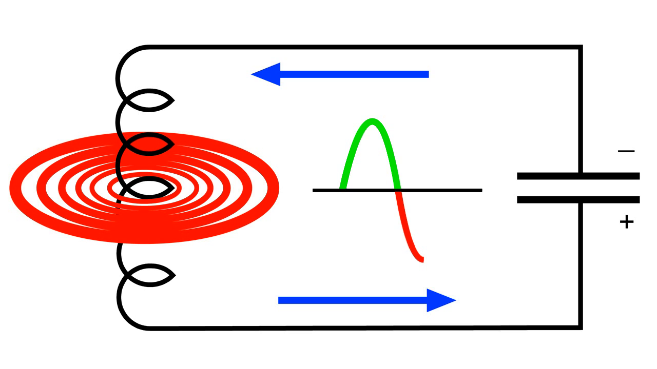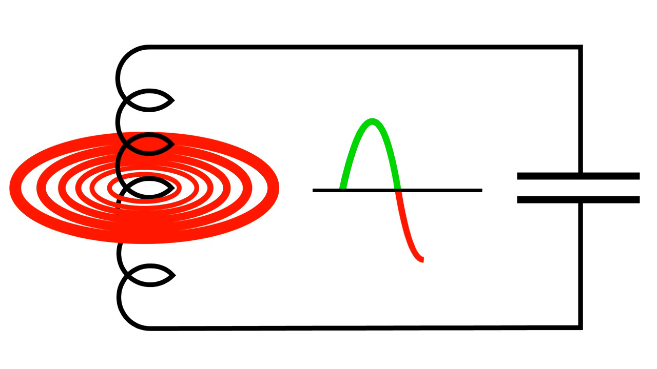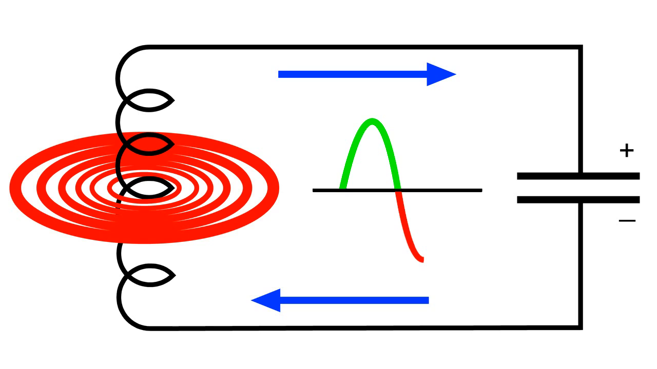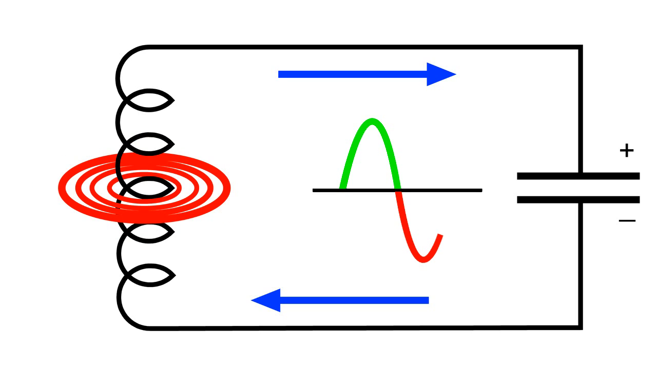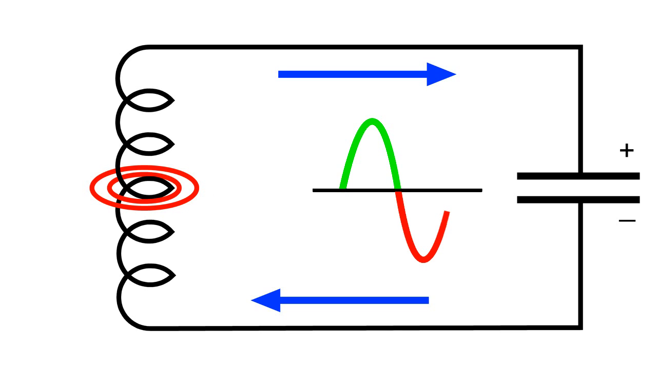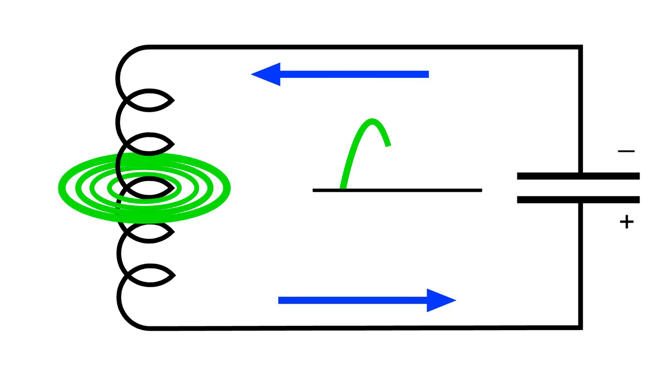Now it's going to reverse again. The magnetic field is going to collapse, and now the capacitor is being charged in the other direction, and when it reaches the line, it is as positive as it's going to get. Let's watch this a few times.